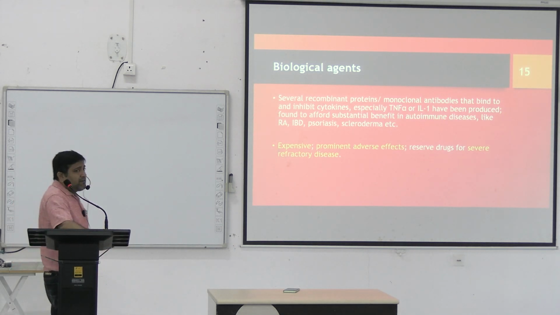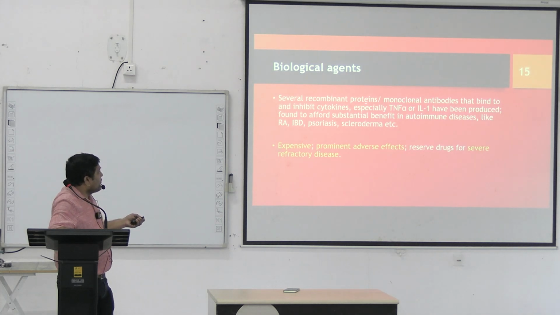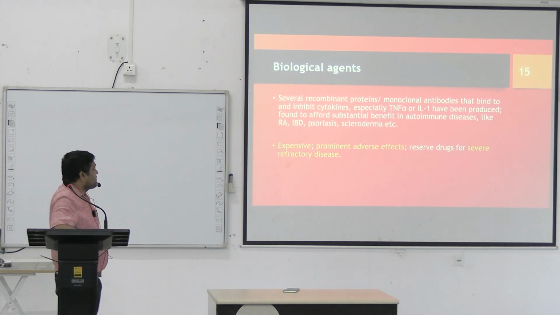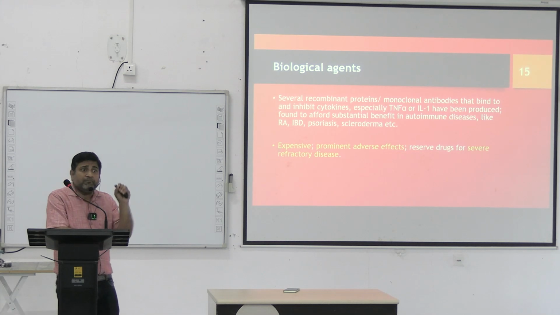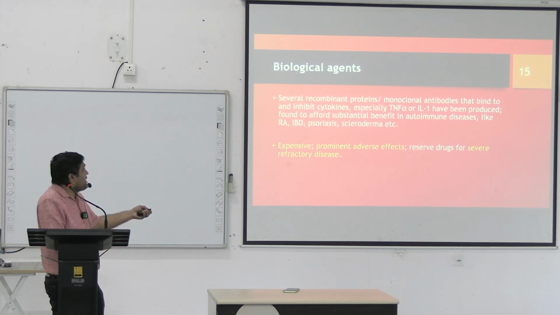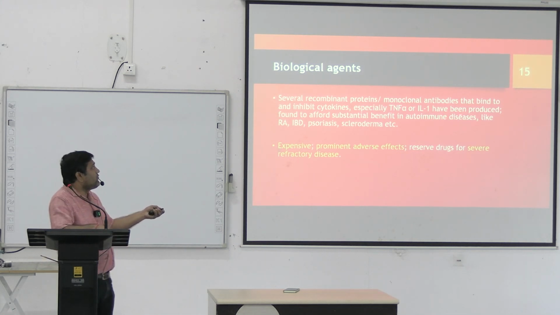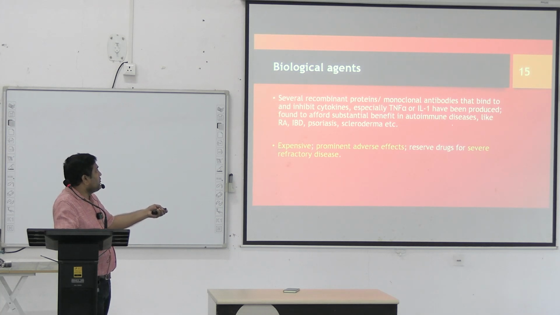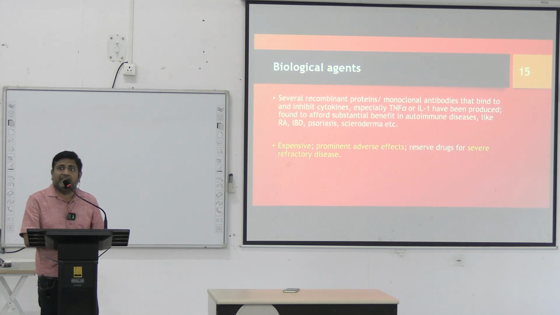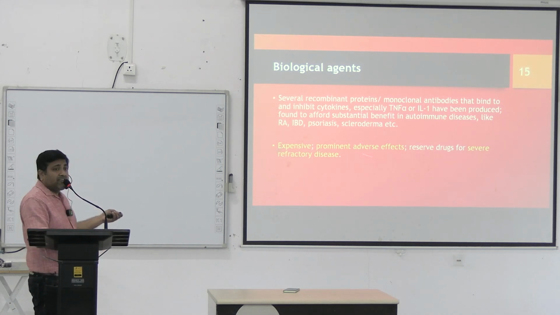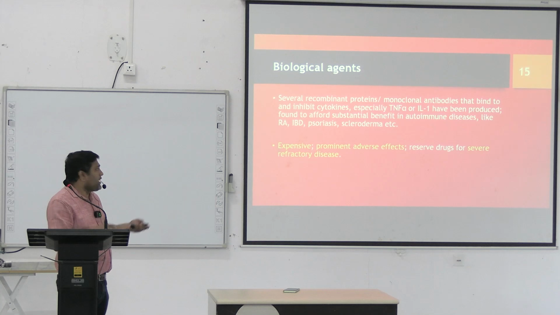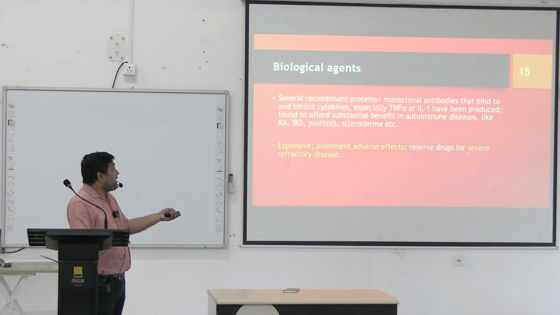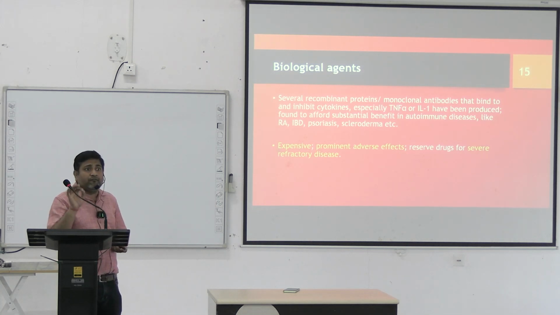Coming to the biological agents, several recombinant proteins and monoclonal antibodies that bind to and inhibit specific cytokines, especially TNF-alpha or interleukin-1, have been produced. They have been found to afford substantial benefit, high efficacy in autoimmune diseases like rheumatoid arthritis, inflammatory bowel disease, psoriasis, scleroderma. They are expensive, side effects are very high, with prominent adverse effects. They are reserved drugs for severe refractory cases.